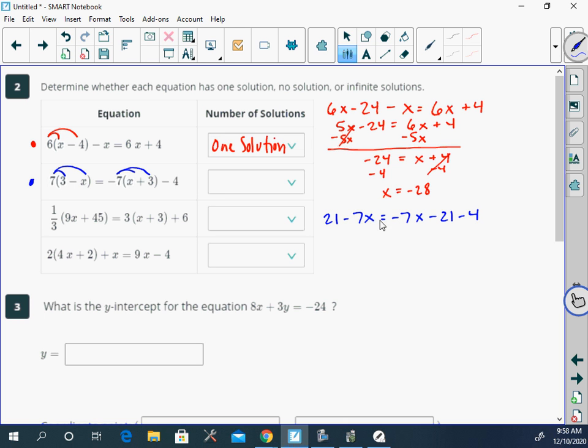So I can see here I've got negative 7x on both sides. So if I add 7x to each side right now, what happens is it goes away on both sides, and then I can see, does this side match that side? So on the left I have 21, and on the right, negative 21 minus 4 would be negative 25. This is never going to be true. So there is no solution for this one.